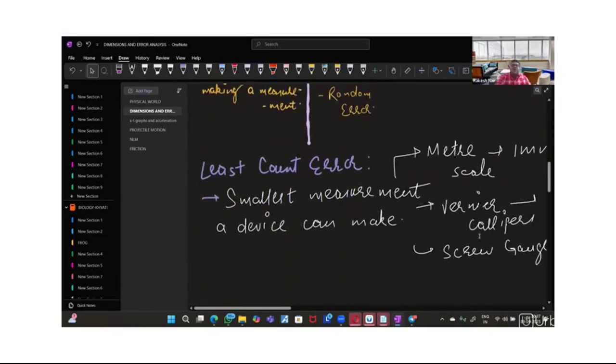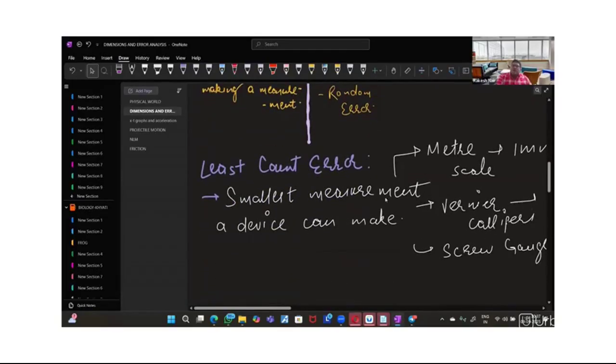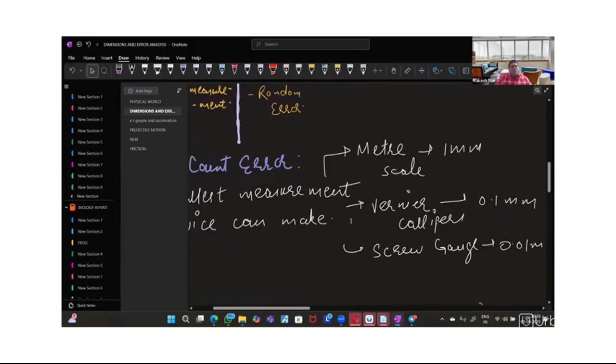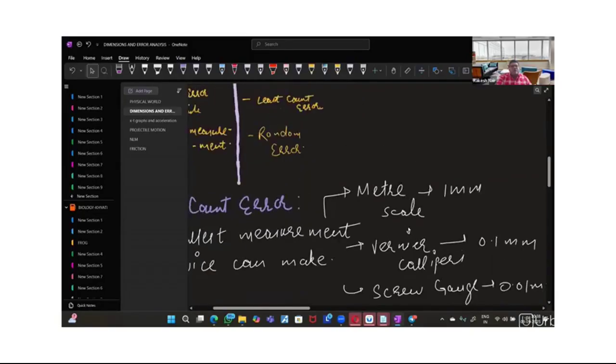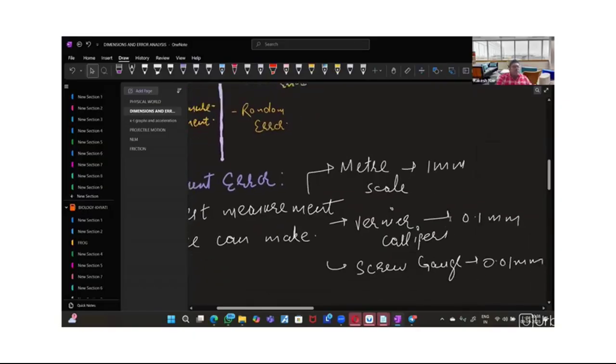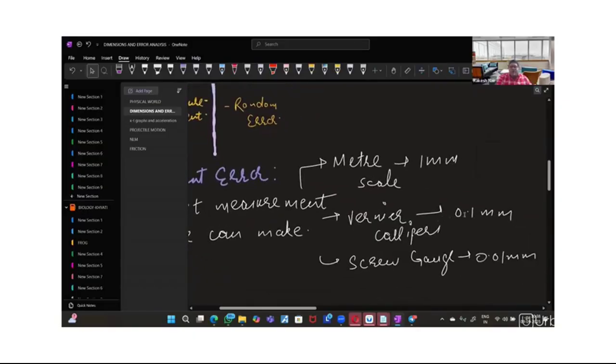Least count error. Least count error is the smallest measurement a device can make. It is also called the LC error. For a meter scale, it is 1 millimeter. For vernier calipers, it is 0.1 millimeter. For a screw gauge, it is 0.01 millimeter.